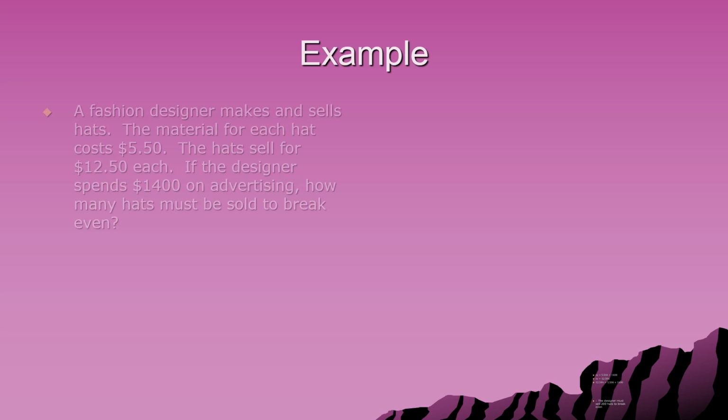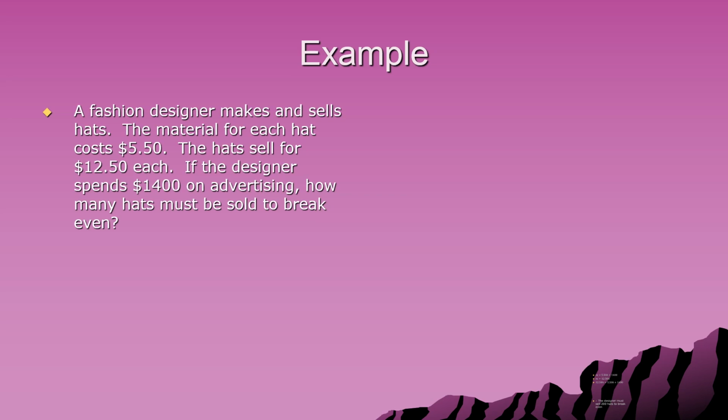Here's an example. Read the example carefully, and you should pause the video at this point to do so and to do the problem on your own. So the fashion designer makes and sells hats. We're going to let H be the number of hats, and we're going to let M be the money, since those are the two things that we don't know.